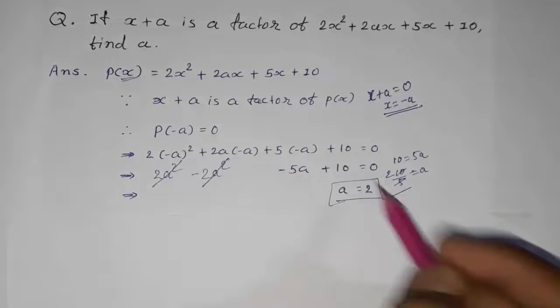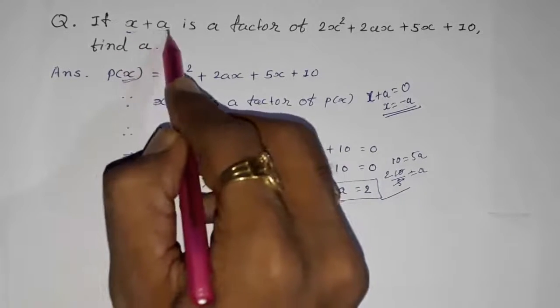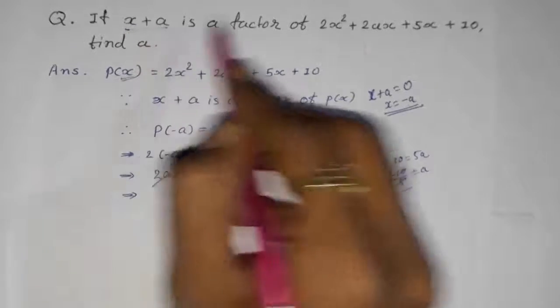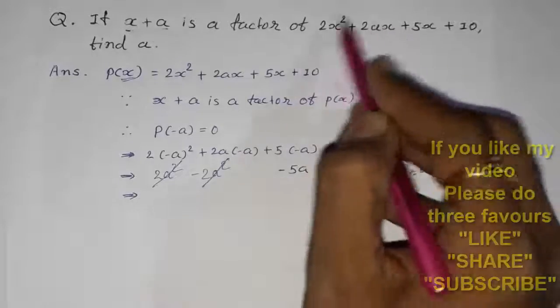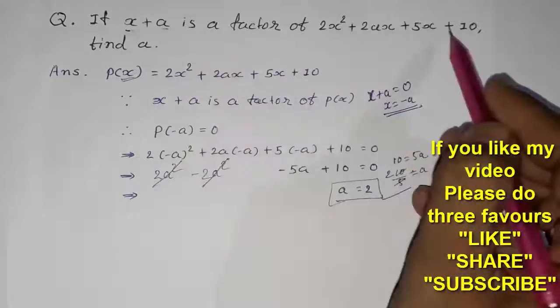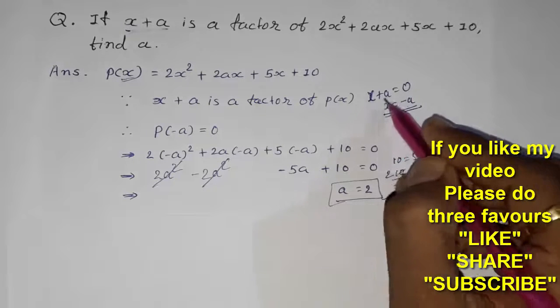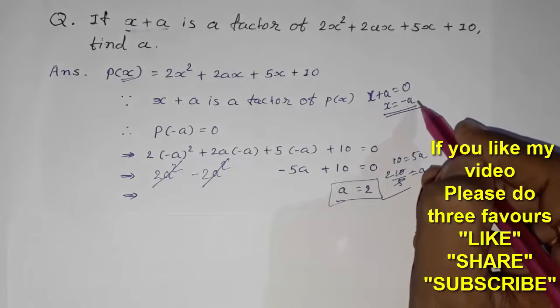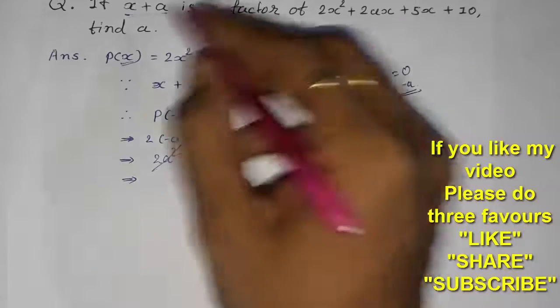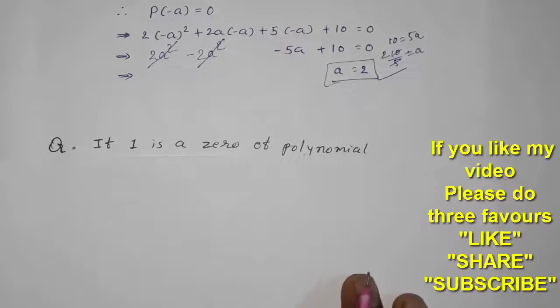Generally, the mistake students make is that when x plus a is given, they take a as the value of x and directly solve. Here we first have to find the value of x by putting x plus a equals 0, so x is equals to minus a. Then we have to substitute. Look here, I am solving one example so that you come to know why I am telling you this.